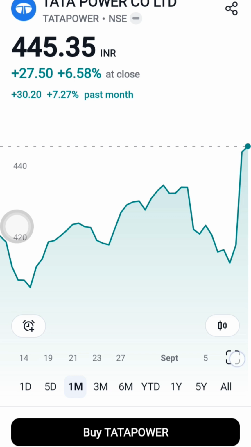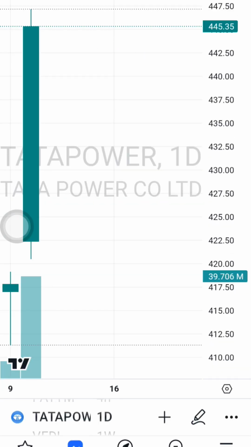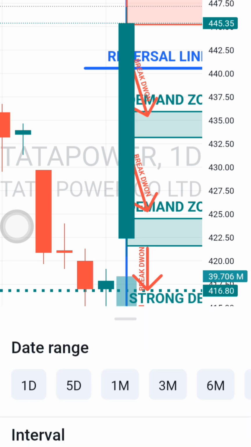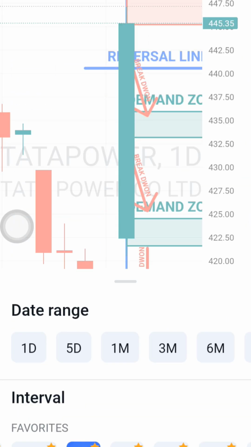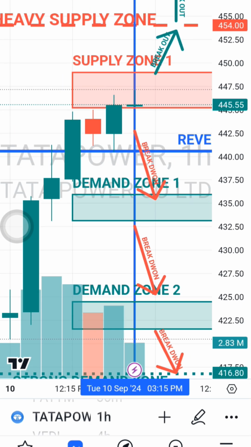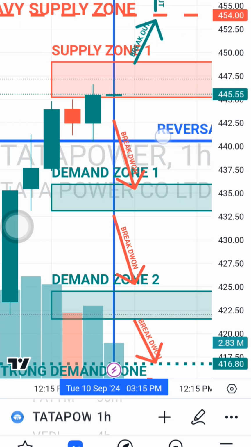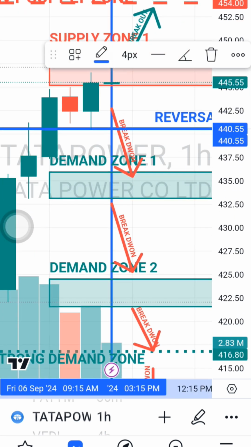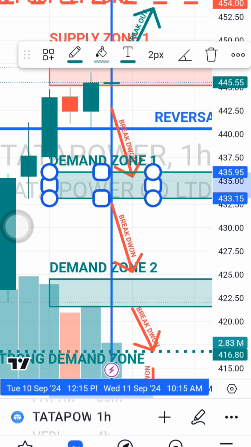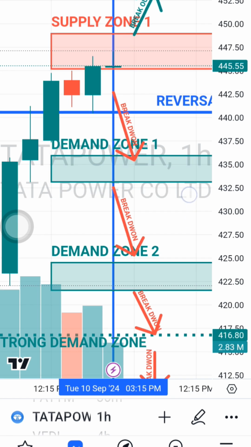Now we will see the breakdown levels. If you see in 1 hour chart, it is just below the supply zone 1, and there is a reversal line. It should not break down below the reversal line, and there is a demand zone. If it breaks down below the reversal line, it may come to demand zone 1.